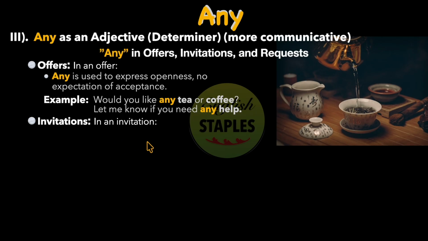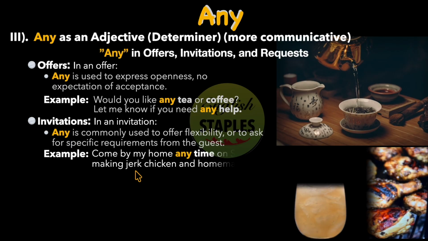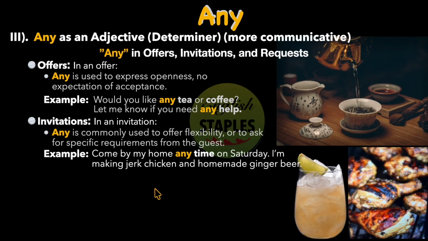Invitations. In an invitation, any is commonly used to offer flexibility or to ask for specific requirements from the guest. For example, come by my home anytime on Saturday. I'm making jerk chicken and homemade ginger beer. Jerk chicken is a dish that originated in Jamaica. Ginger beer is a refreshing, non alcoholic ginger drink. It's very common in Jamaica as well.